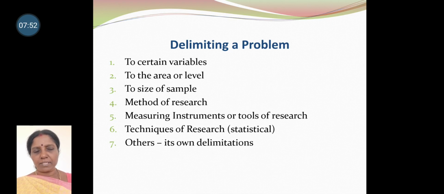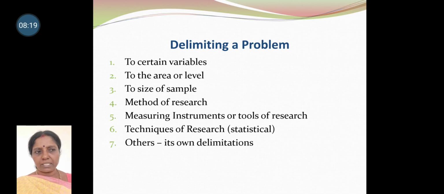Then the size of the sample, that should depend upon the population. You can reduce the size of the sample. Then method of research, here there are so many methods available. You have to delimit which method you are going to follow. Then measuring instruments or tools of the research, here you can select either a standardized tool or a non-standardized tool. You have to take which one for your research, that you have to decide now.